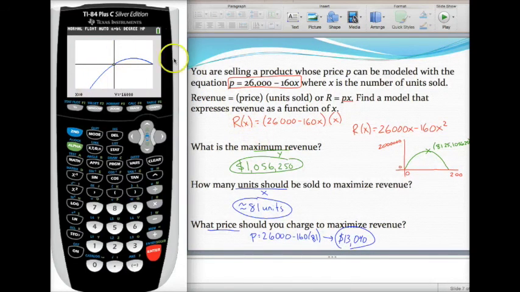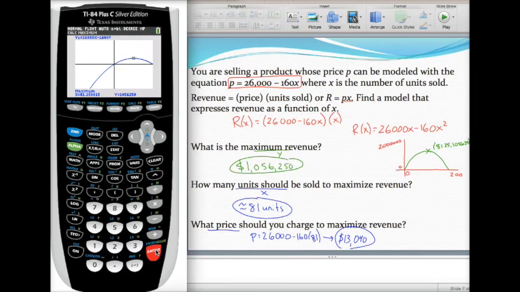So now that we can see that maximum point, let's find it. As we've done so many times, if you've watched the other videos, second trace, and then option 4 is to find the maximum. They're going to ask you to go a little bit to the left of the vertex, so let me get a little bit closer than I am now. So over there should be good. I'll press enter. Go a little bit to the right of the vertex, so over here, and press enter, and then just press enter for guess. It'll find you the highest point in between there.